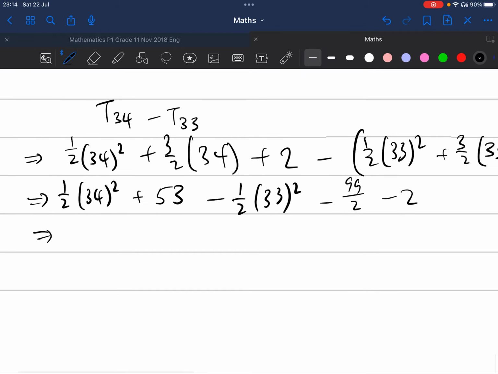Now I'll just put all of this into my calculator and I get an answer. So half times 34 squared plus 53 minus 1 over 2 times 33 squared minus 99 over 2 minus 2. That gives us a final answer of 35. And that answer is correct.